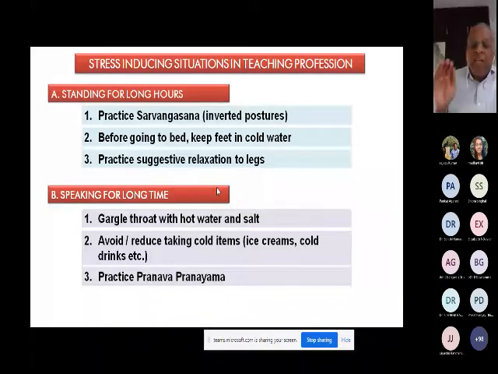Speaking for a long time is another occupational hazard. So what you do? Gargle your throat with hot water and salt. Reduce taking cold items. Practice pranava pranayama. It is a combination of akar, ukar, and makar, touching all aspects of your vocal cords. If you do that exercise, your voice quality will be very nice.